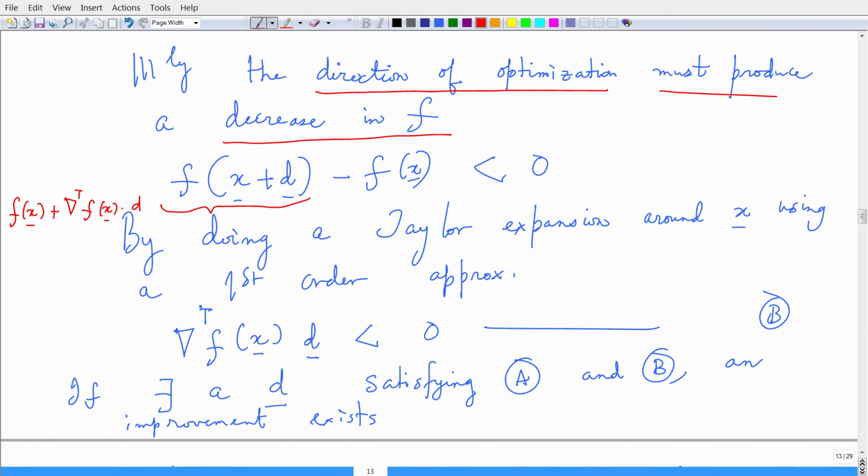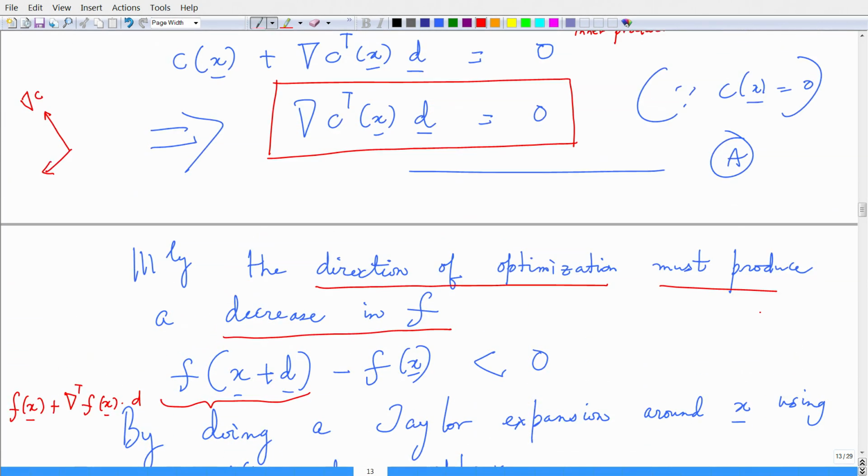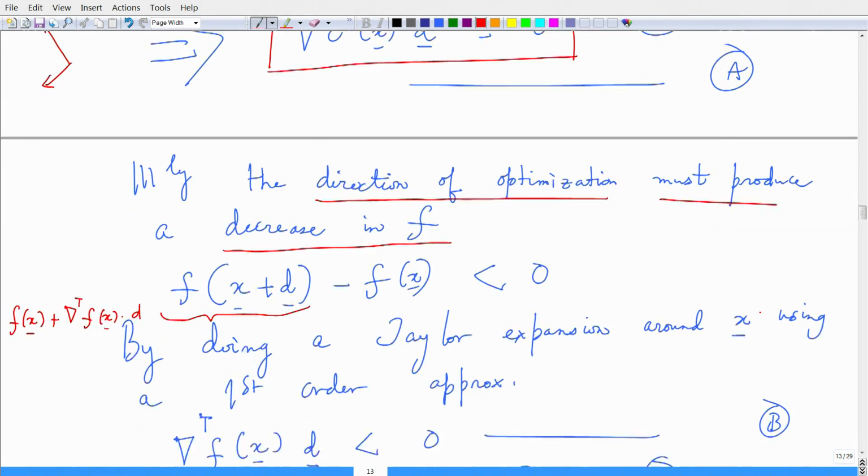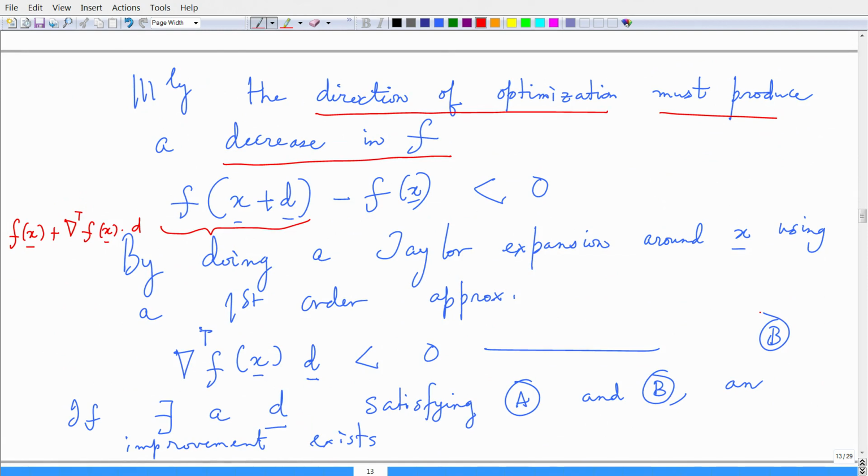Now if there exists a direction d that satisfies this inequality, which I number as b, and that satisfies B and A, where A is that del C and d are orthogonal, that is del C dot d is 0, and it satisfies the inequality del f transpose d is less than 0, then we can see an improvement towards our solution. That means we are getting better.